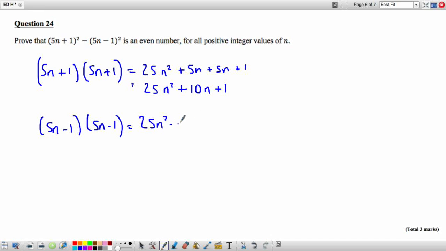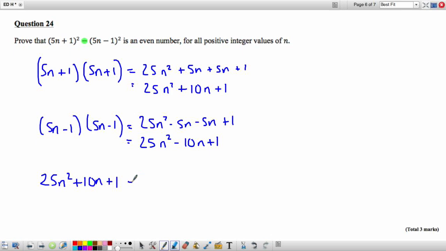25n squared, subtract 5n plus 1. 2 negatives here multiplied together gives us a positive. 25n squared, subtract 10n plus 1. Then let's write these together, noting in the middle here we have the negative sign. So our first part will be 25n squared plus 10n plus 1. And then we're going to be subtracting 25n squared. We've got a negative and a negative, so adding 10n and a negative here, so this becomes negative 1.